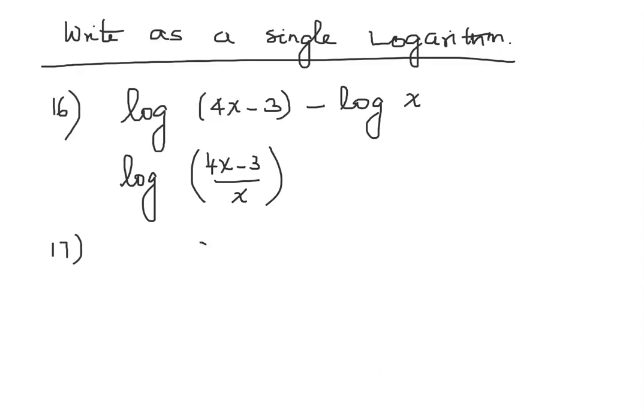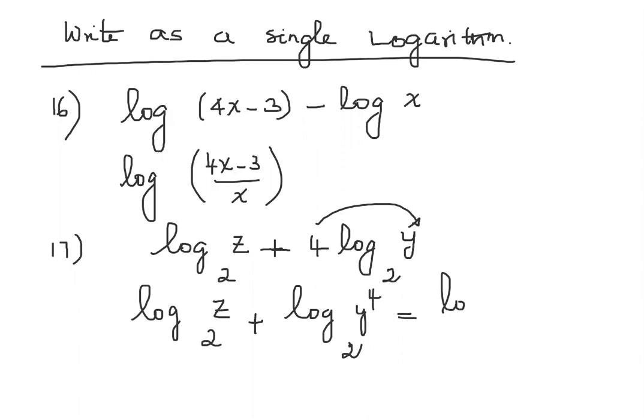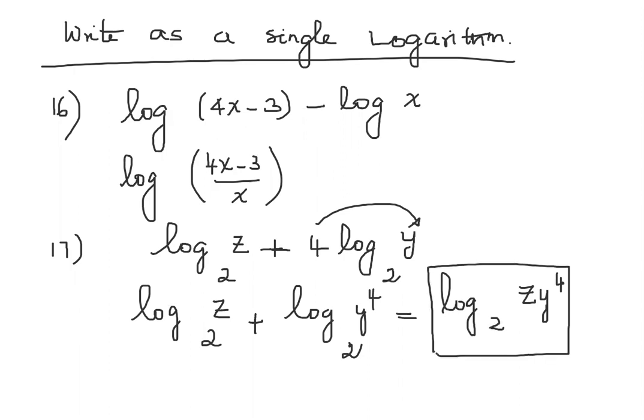Next, number 17. Okay, so we have plus, that means we are going to use the product. However, let's first move the power to the front. So it's going to be log z to the base 2 plus log y to the 4 to the base 2. Now, since addition, it's going to be product rule. So it's going to be z times y to the 4 with base 2. That's how we can make 2 or 3 or 4 logarithms into one logarithm.